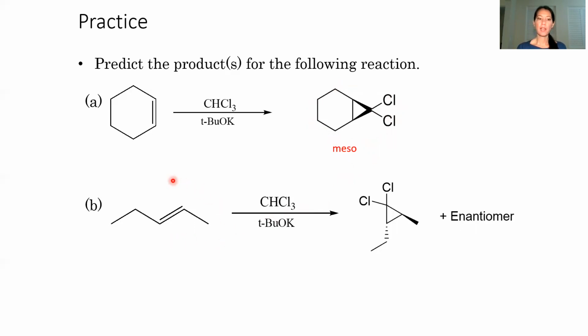This one, however, that's trans, has an ethyl on one end and a methyl on the other. Under the same conditions, we get this dichlorocyclopropane product, but what you see is we get this trans product or anti-product. So basically, the easiest way to draw this is to draw the cyclopropane flat, and then you could do one of the constituents up and down, and either draw the enantiomer or you can write plus enantiomer.